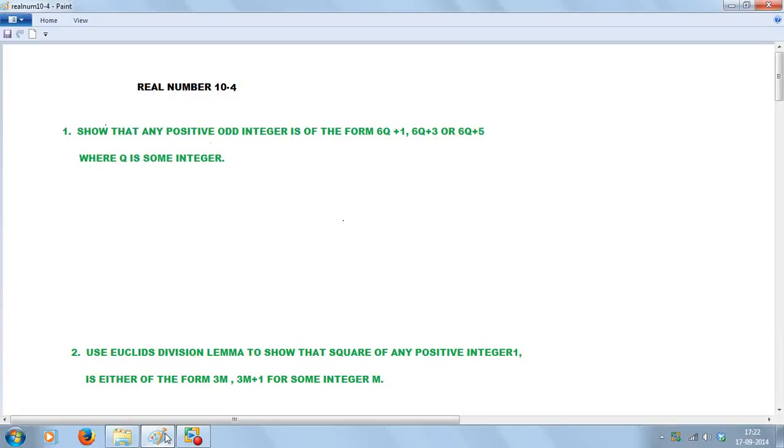So we'll start a new lesson in real numbers. The first problem is: show that any positive odd integer is of the form 6q plus 1, 6q plus 3 or 6q plus 5, where q is some integer. So what is the given? It is a positive odd integer.